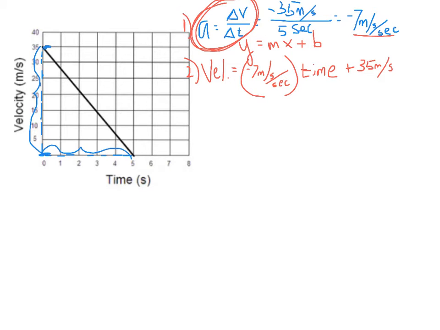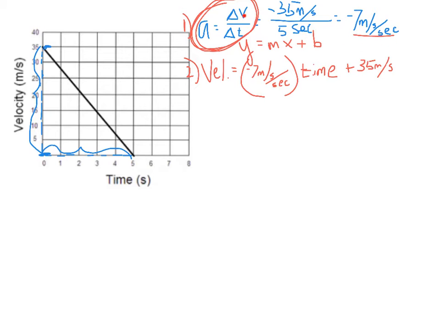I'm going to remind you that for position time graphs, the slope was velocity. But we're not looking at position time graphs now. We're looking at velocity time graphs. And in velocity time graphs, the slope doesn't mean velocity anymore. It means acceleration. So that is the acceleration.